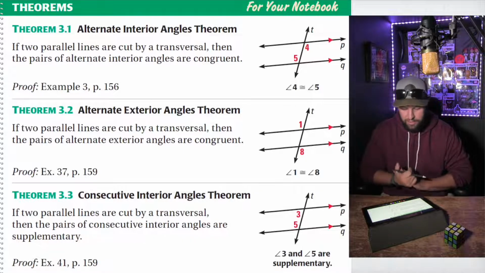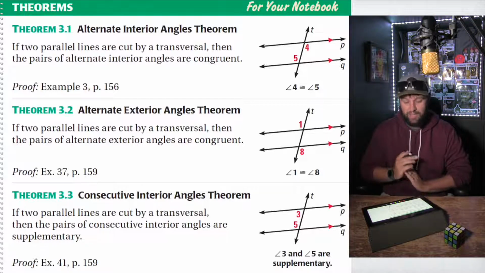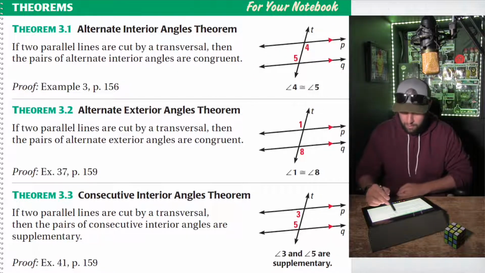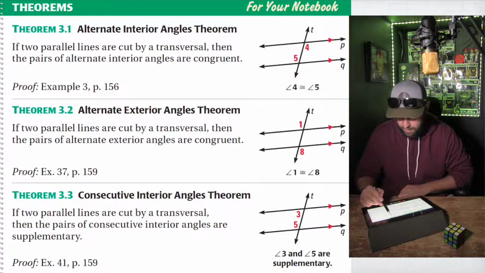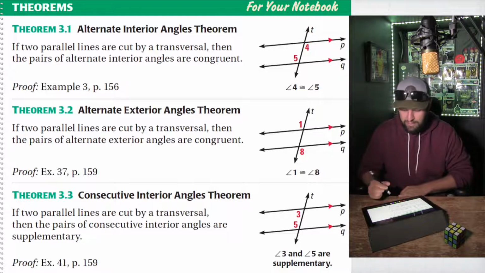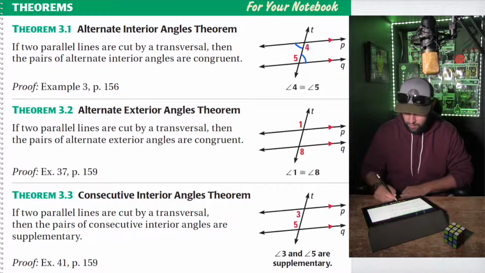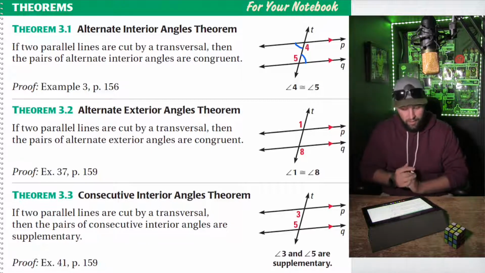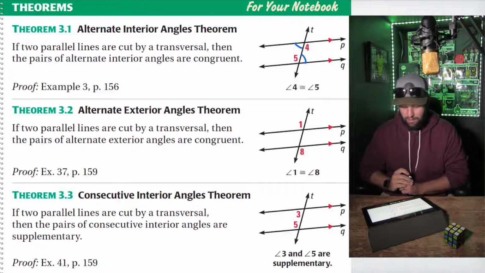The other 3 theorems we're going to learn today start with the alternate interior angles theorem, which states if 2 parallel lines are cut by a transversal, then the pairs of alternate interior angles are congruent. You have these 2 parallel lines, P and Q. We know they're parallel because of these little symbols right here. Because of that, we know that 4 and 5 are congruent by the alternate interior angles theorem. Also, both of these blue angles would be congruent by the alternate interior angles theorem.